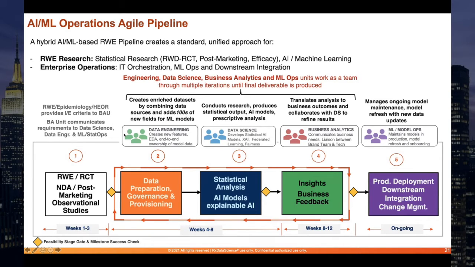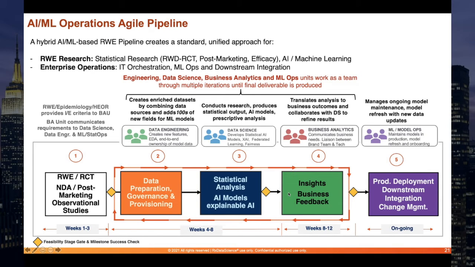Once that's done, that group moves the requirements over to our data engineering team, where the data engineer takes the data set that's going to be required for the RWE study and does feature engineering, creates new columns, and does all the data curation. Once that's done, it moves on to the statistical analysis part, where we're doing AI models, explainable AI, and so on.